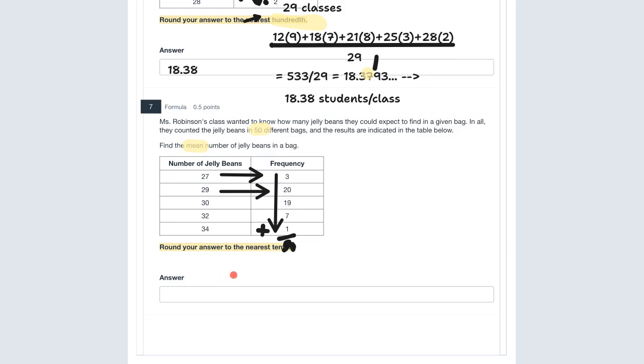So this is going to be 27 times 3 plus 29 times 20 plus 30 times 19. And there were 32 bags with 32 jelly beans happened 7 times, and 34 jelly beans happened once. That kid cleaned up, right? Put my fraction bar here, and the denominator is going to be 50.